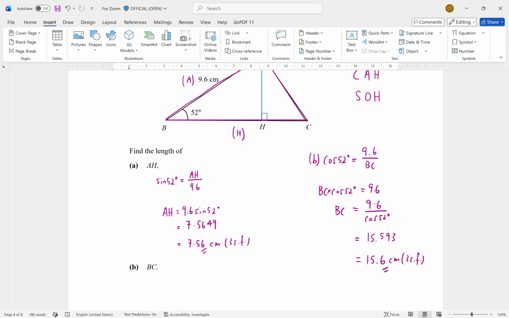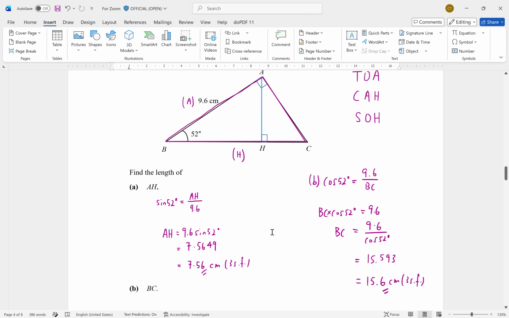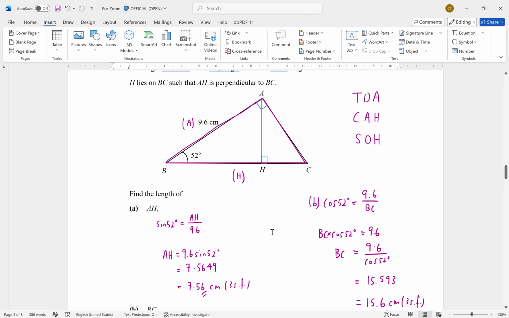So always identify the right angle triangle, find the angle that we are interested in and then label the sides. And then after that, you'll see which trigo ratio can be applied to solve that question.